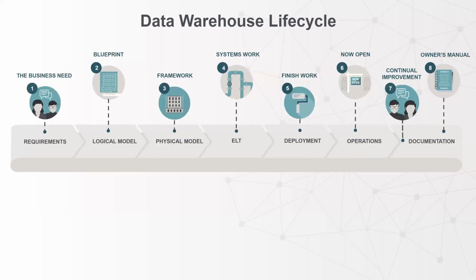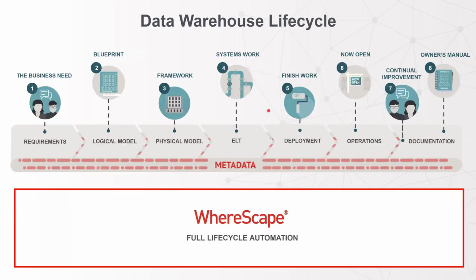And then you've got CI, continual improvement. Finance comes and says, hey, we've got this new Hyperion cube with this data, we need it in the data warehouse. That's important. And in order to be able to do that, you've got to have documented your data sources and data stores. And then you have the owner's manual. So where does automation fit in there? With companies like what we do at WhereScape, we have this full cycle automation across all of these.